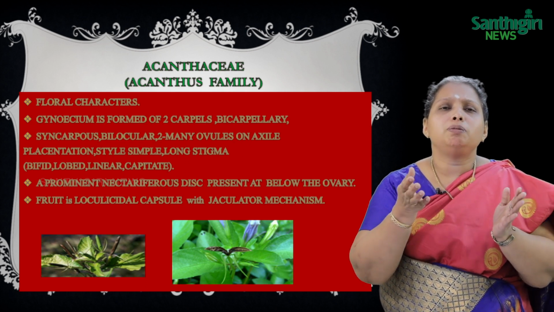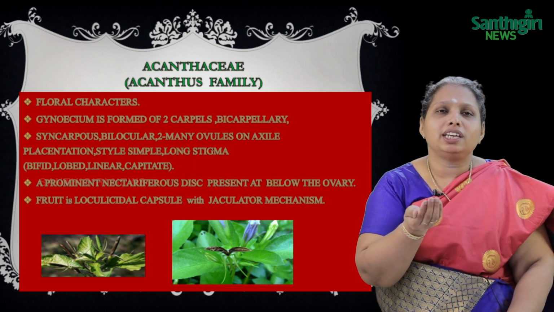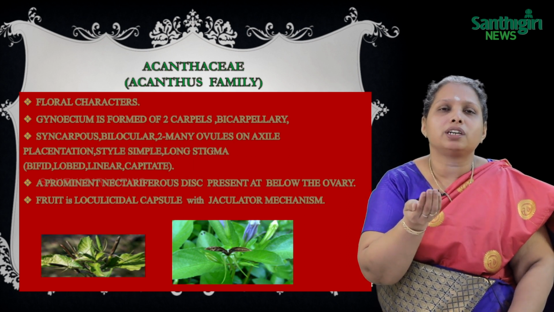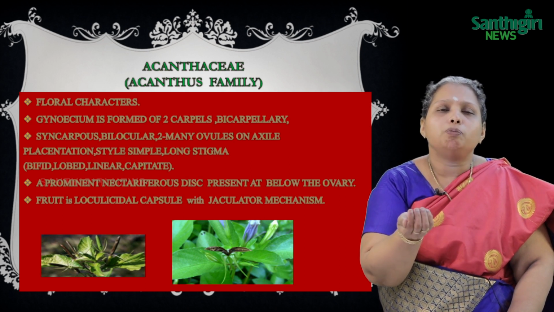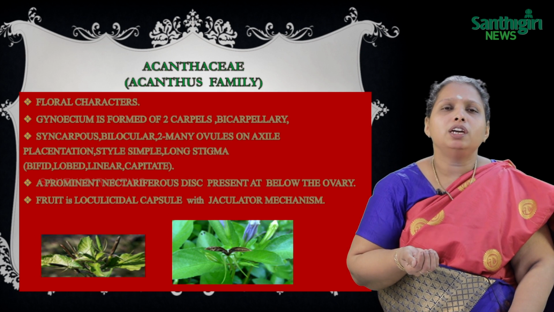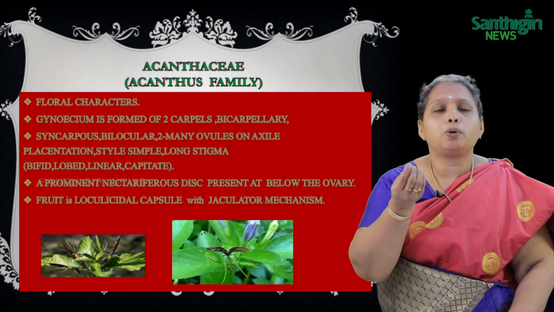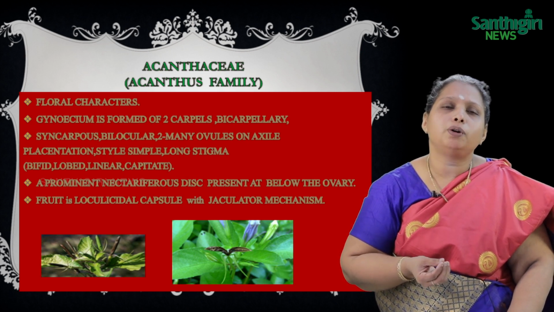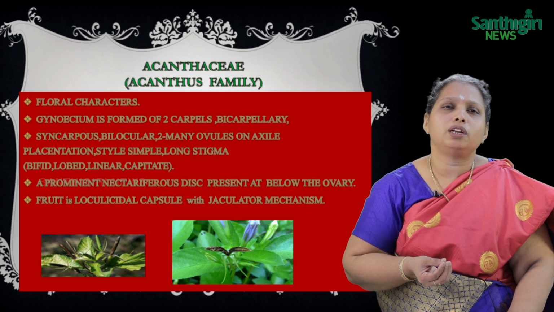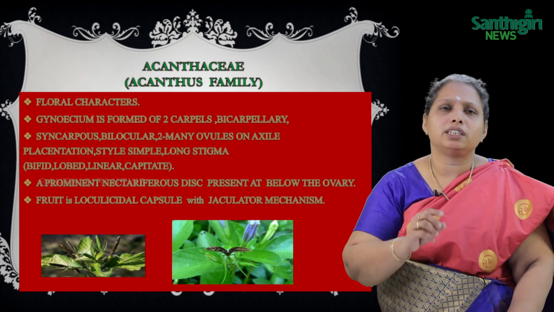A very important feature is that a nectariferous disc, a nectar-secreting gland, is present at the base of the ovary wall. Then next is hypogynous. All are hypogynous in condition. That is all about the gynoecium. There is no variation in the gynoecium.